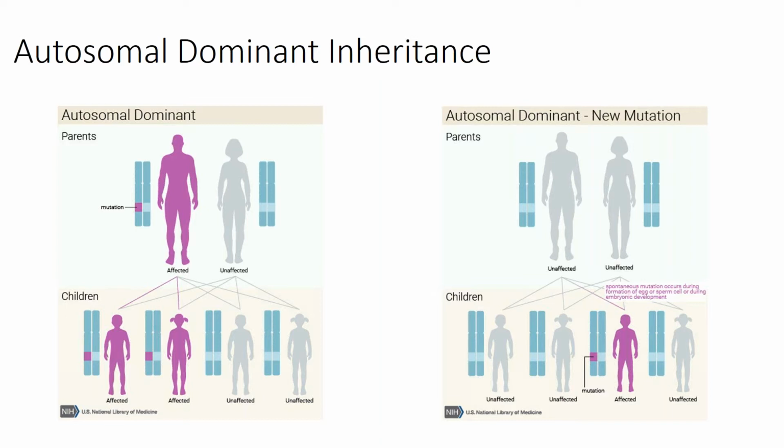It's also possible for a child to have an autosomal dominant condition without having an affected parent if there is a new autosomal dominant variant that is in the DNA of the child, but not in the DNA of either parent. And this can happen if that variation is introduced in the process of creation of either the egg or the sperm that go into the creation of this offspring.